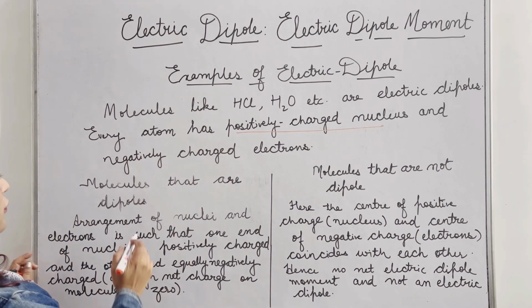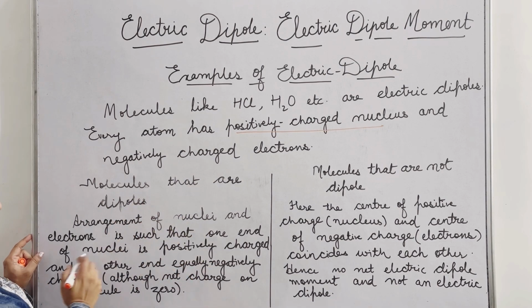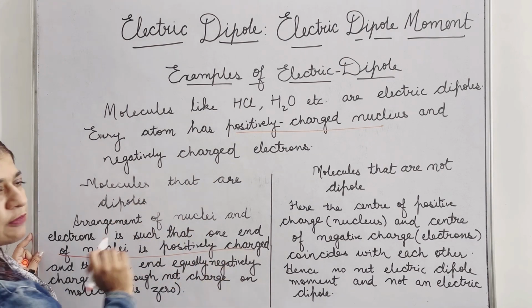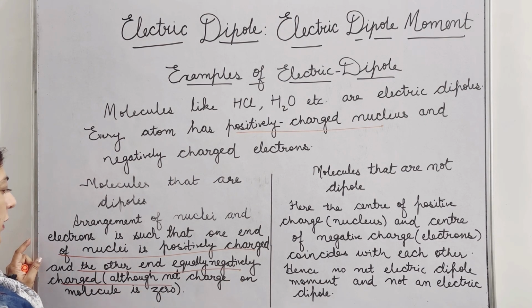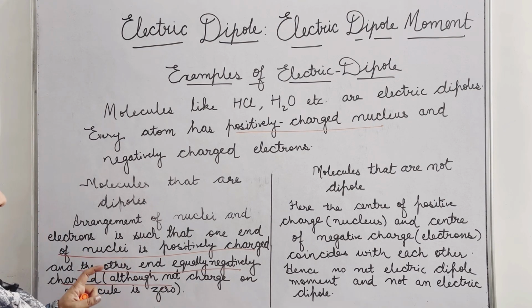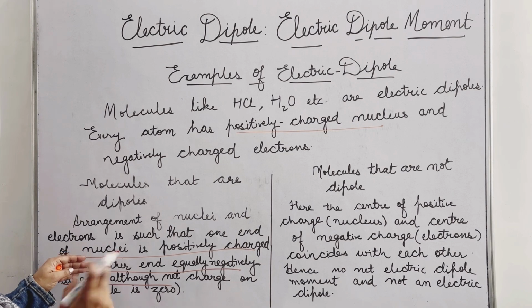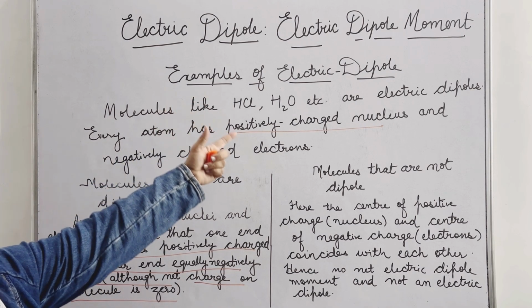For example, in the molecules that are dipoles, one end of nuclei is positively charged and the other end of equally negatively charged electrons, and they have a gap between them, and that is why they constitute the electric dipole. Though the net charge on these molecules is zero, they are separated by a small distance, so that is why they constitute the electric dipole.